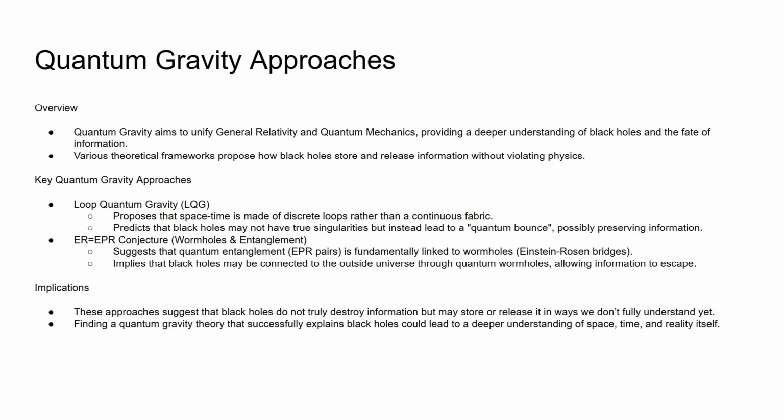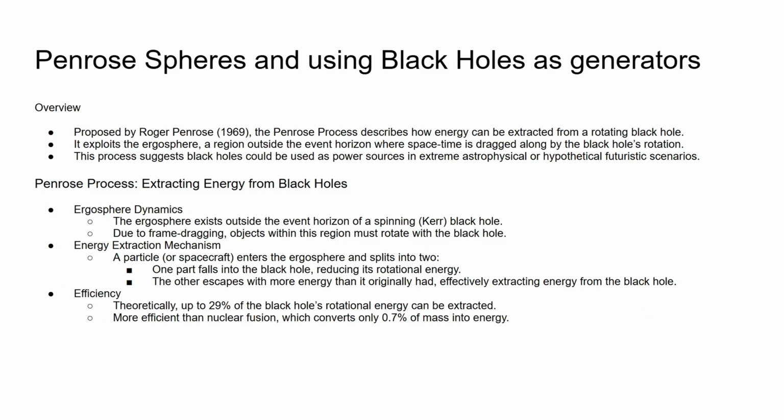And then here are some other black hole related topics. So Penrose spheres and using black holes as a generator. This is an idea that would harness the power of Kerr black holes and their rotation. So it would be possible to go into the ergosphere, take a ton of rotational momentum from it, and then release a small part of mass into the black hole, allowing you to escape from the black hole's ergosphere and carry with you a ton of energy.